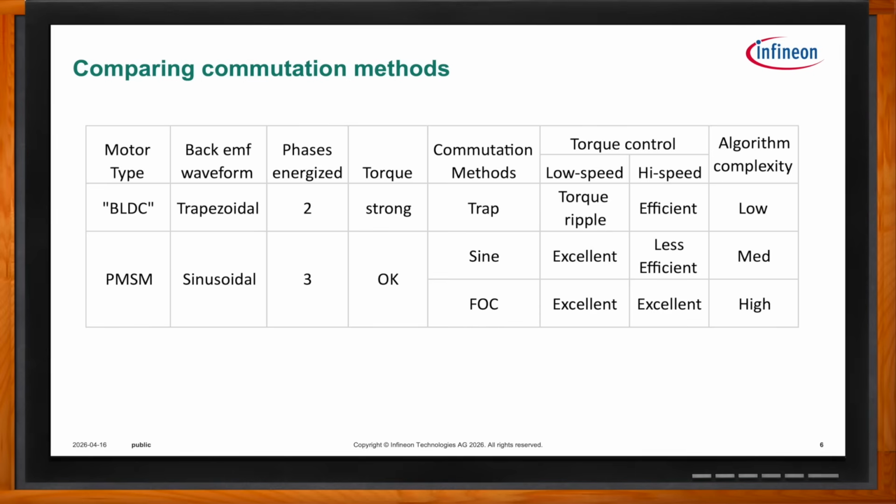Now, I can choose either traditional, what we call V over F control, in other words, just driving a sine wave into it, and you control the magnitude of the sine wave versus frequency, and you still get excellent, low speed torque ripple, but it's not as efficient at high speed. You can't extract all of the performance out of the motor at high speed. And it's a pretty simple algorithm, medium complexity.